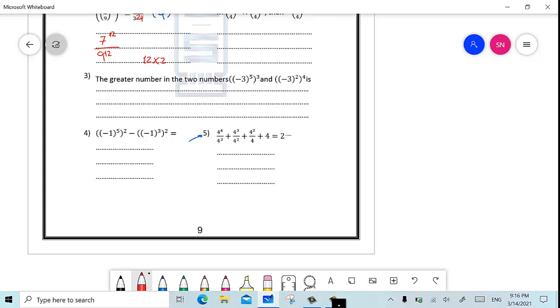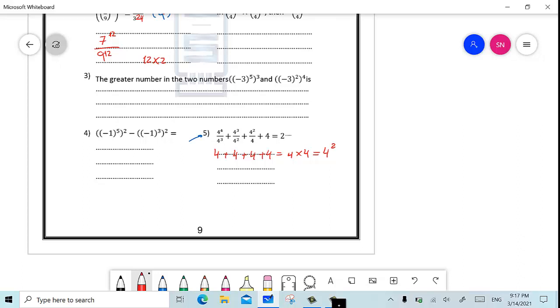I have 4 to the power of 4 over 4 to the power of 3, this is equal to 4 to the power of 4 minus 3, which is equal to 4. The second one, 4 to the power of 3 minus 2, and this is equal to 4 as well. 4 to the power of 2 over 4 is equal to 4 to the power of 2 minus 1, which is 4 as well, plus 4. So this means that I have 4 times 4, which is equal to 4 to the power of 2.